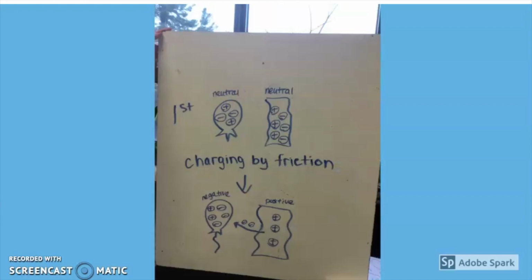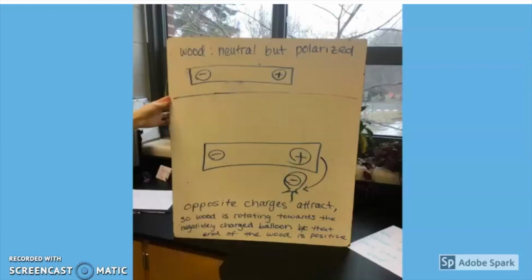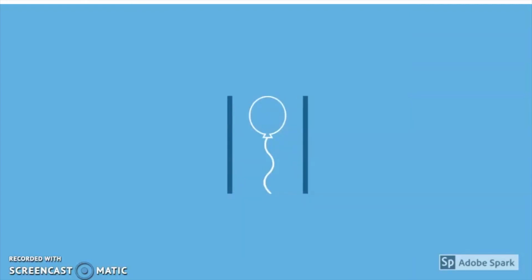Here we have a neutrally charged balloon and a neutrally charged rag, but when charging by friction, the electrons from the rag go to the balloon, causing the balloon to become negatively charged and leaving the rag to be positively charged. This is the plank of wood before. It is neutral but polarized. As the balloon was negatively charged, it started to attract the positive end of the polarized wood. Because opposites attract, the negatively charged balloon causes the positive end of the polarized wood to turn.